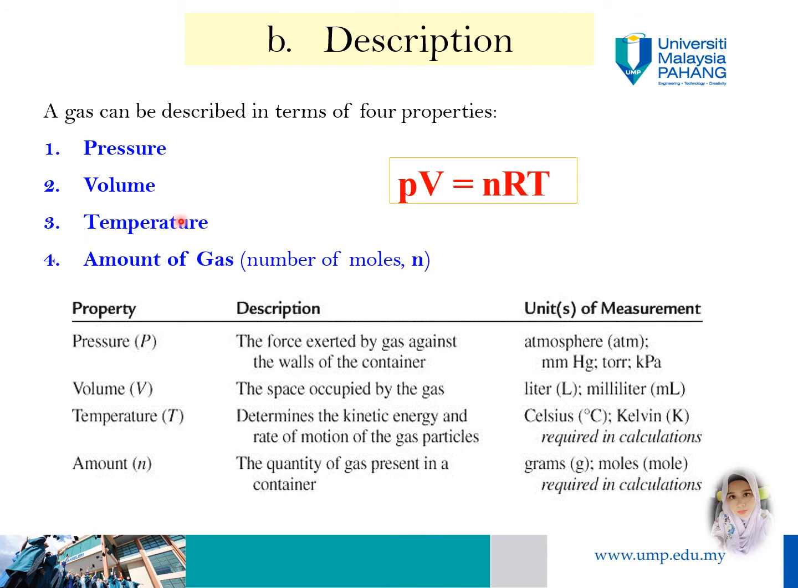A gas can be described in terms of four properties: pressure, volume, temperature, and amount of gas, or number of moles n. Pressure is the force exerted by a gas against the walls of the container. Volume is the space occupied by the gas. Temperature determines the kinetic energy and the rate of motion of the gas particles, whereas n is the quantity of the gas present in the container.